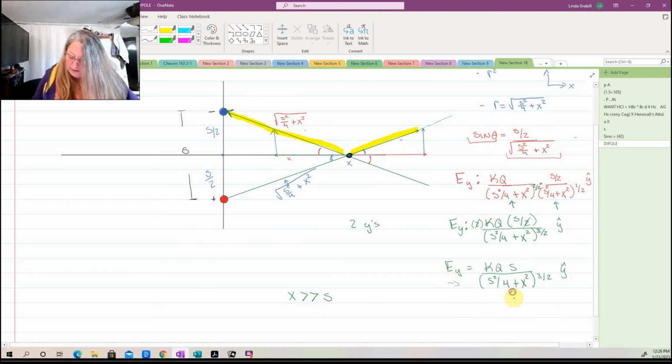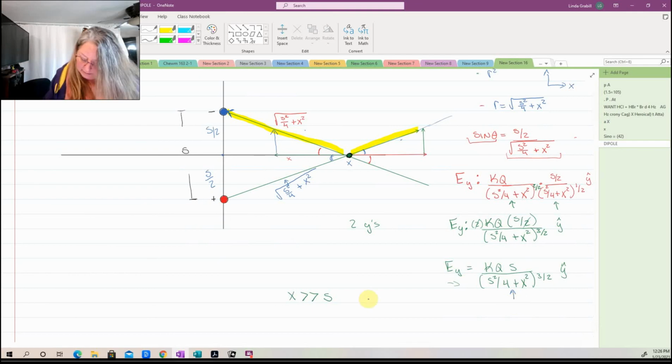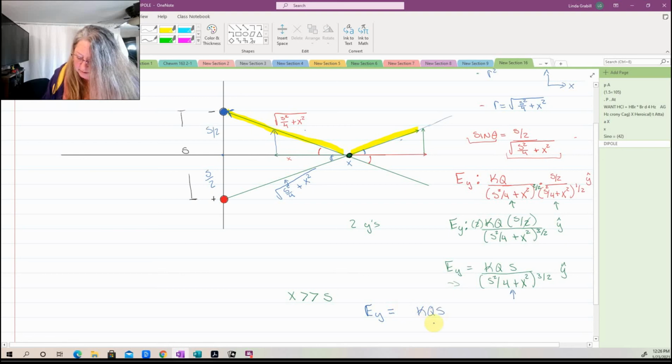When I look at the addition, I say, okay, so x is a lot greater than s, so that means that s squared over 4 is going to be tiny compared to x squared, like 0.00000004. Well, that is not significant. So then I can rewrite that and say that E in the y for x much greater than s is kq s divided by x squared to the 3/2, in the y hat.